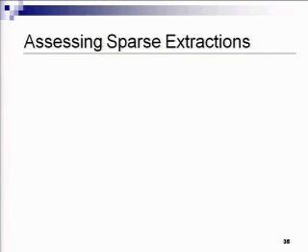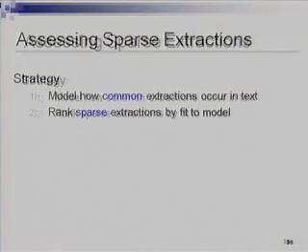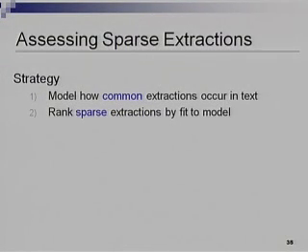Okay, so the technique, and I'll just go over this briefly since I'm running short on time. The strategy, though, is to build a model of how those common extractions occur in text. So we'll assume those common extractions are correct, find out how they appear in text, and then we'll rank the sparse extractions by how well they fit that model.